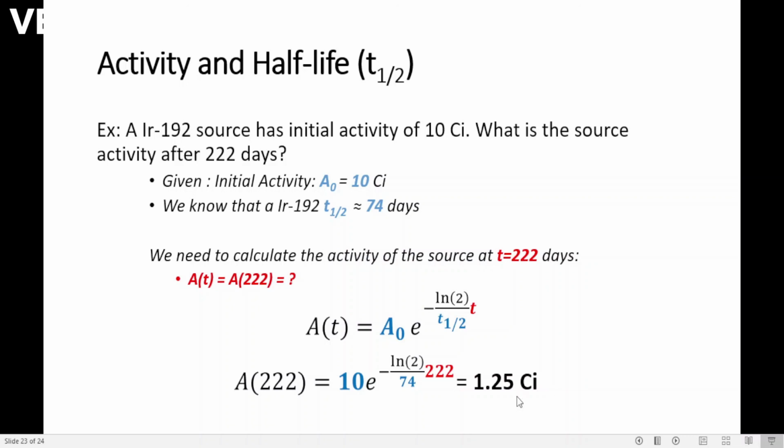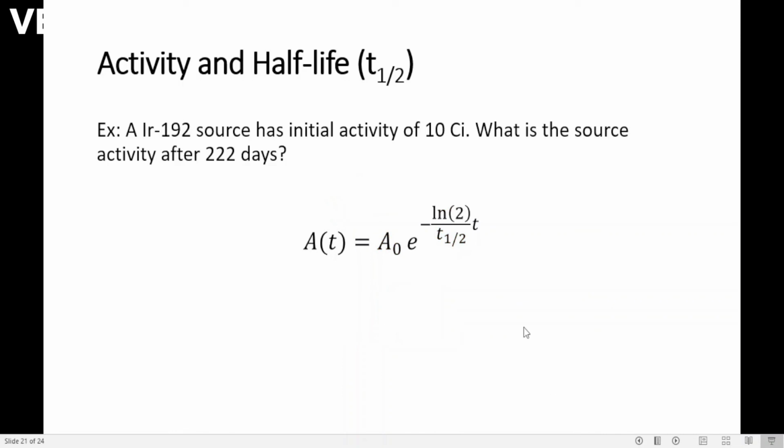So that's what I said. With this equation here, we can calculate the activity of a sample of a source at any time. We just need to know some parameters like half-life, initial activity, and the time that we are looking for.